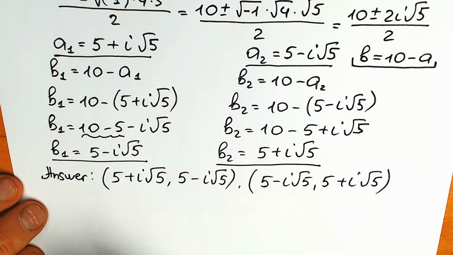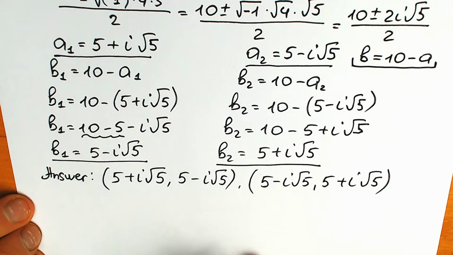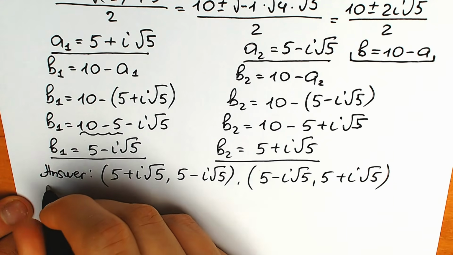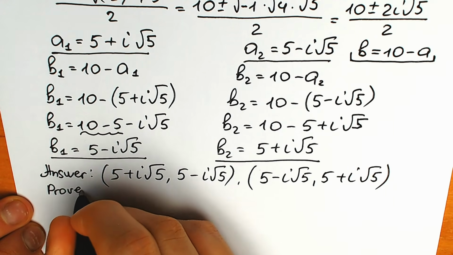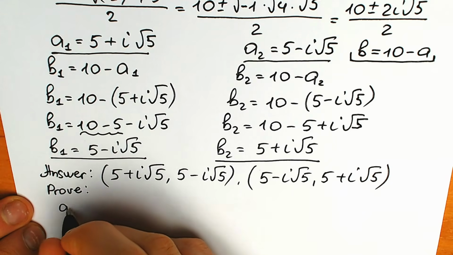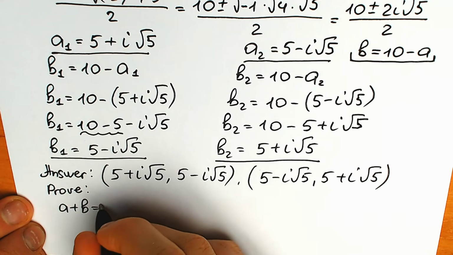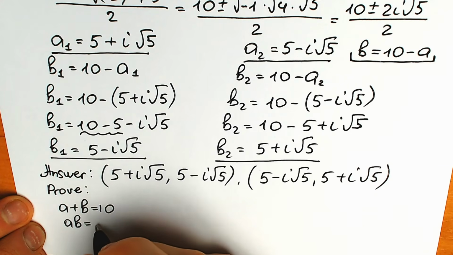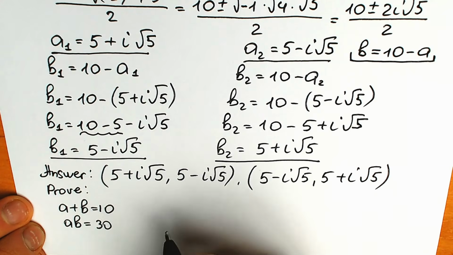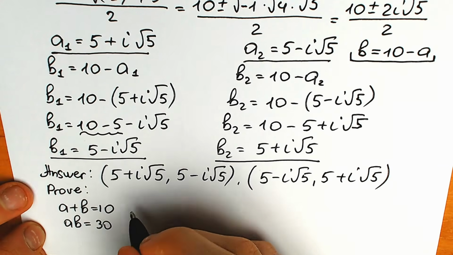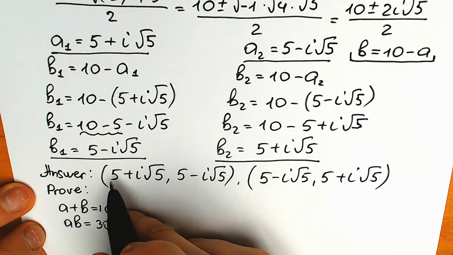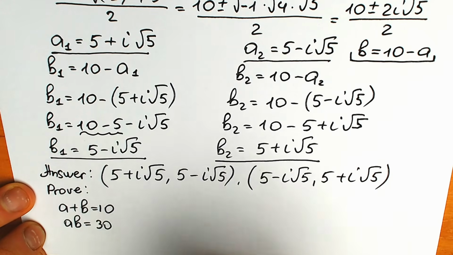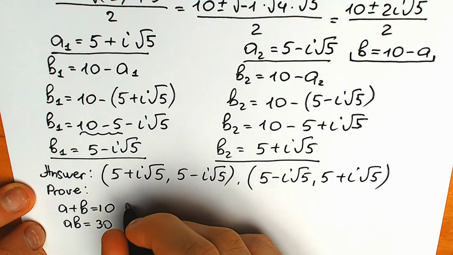Okay, really great. So we have our answer. We have two pairs, and in the end, let's check our roots. So let's prove it. First of all, I'm gonna write our system. So we have a plus b equal to 10, and ab equal to 30. So right now let's check addition first of all. Let's check, for example, this one or this one, doesn't matter because we have addition. A plus b is the same as b plus a.